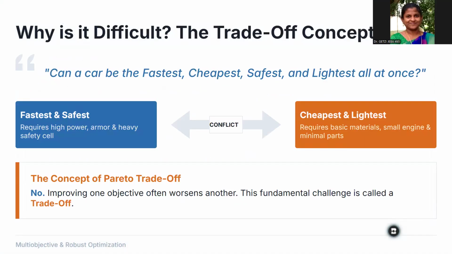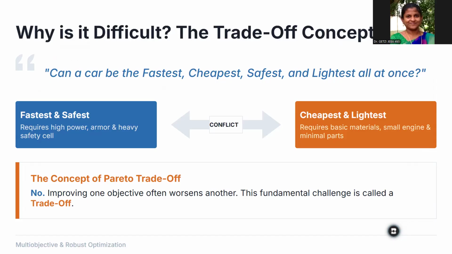So why is it difficult? Okay, so there is something called the trade-off concept. Can a car be fastest, cheapest, safest, and at the same time lightest? For example, if you want the car to be fast and safe, obviously you have to compromise on the power part of it. Okay, so the safety cell will be heavy, so it can never be lightweight, right? If you want it to be safe, you cannot have a lightweight car.